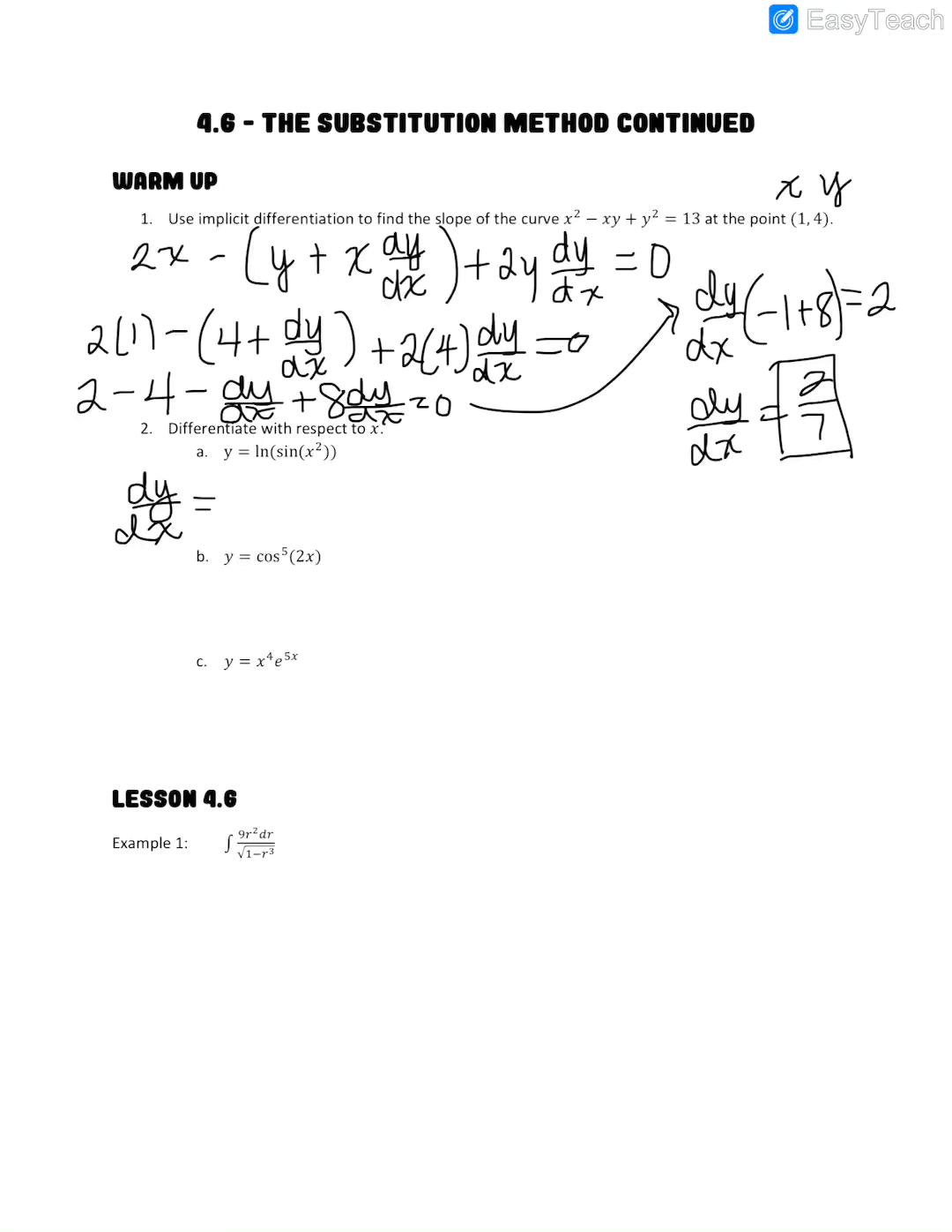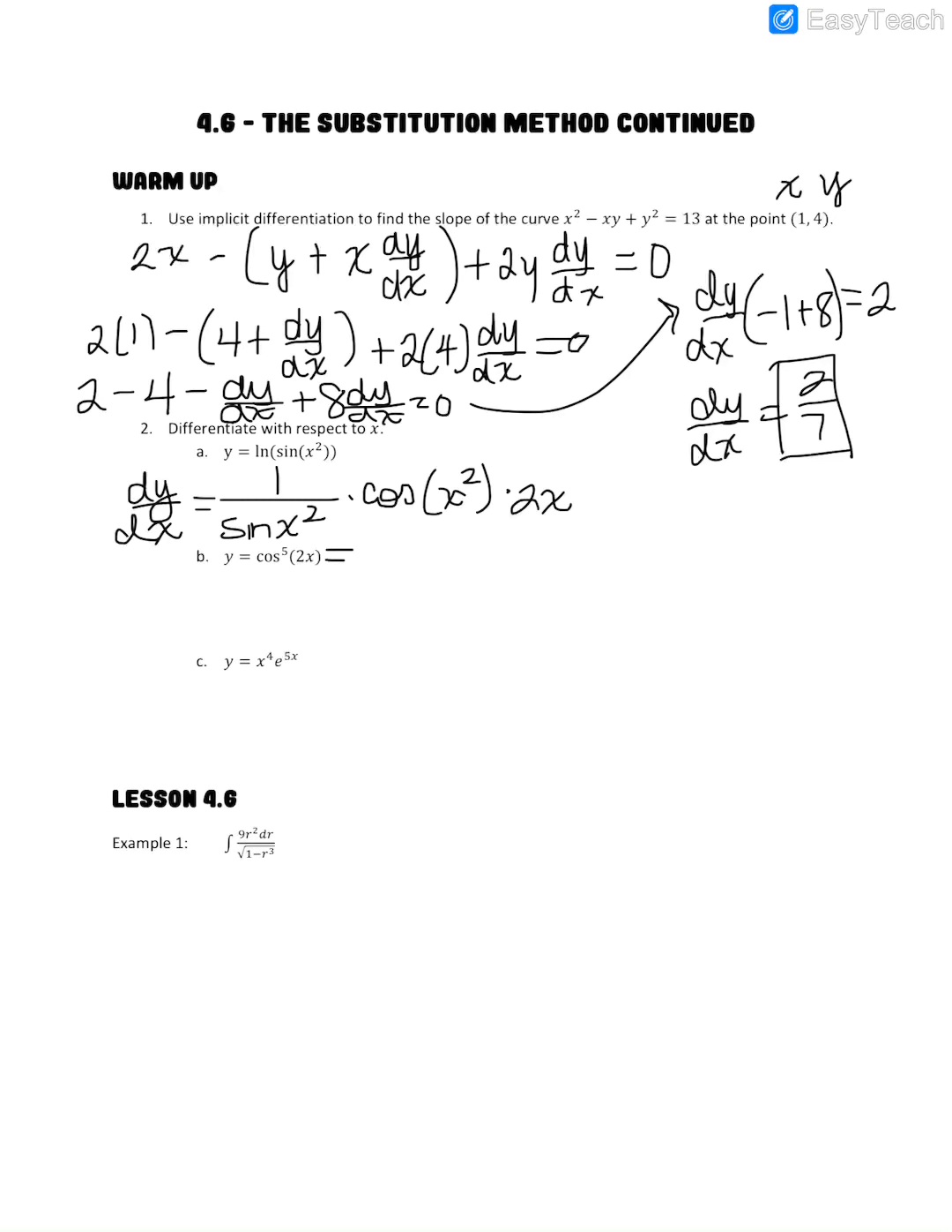So here we go. We're going to start with the derivative of natural log, which is 1 over, and we keep everything else the same, sine x squared, times. Now we work our way in. So the derivative of sine is cosine x squared, keep that the same, times the derivative of the x squared, 2x.